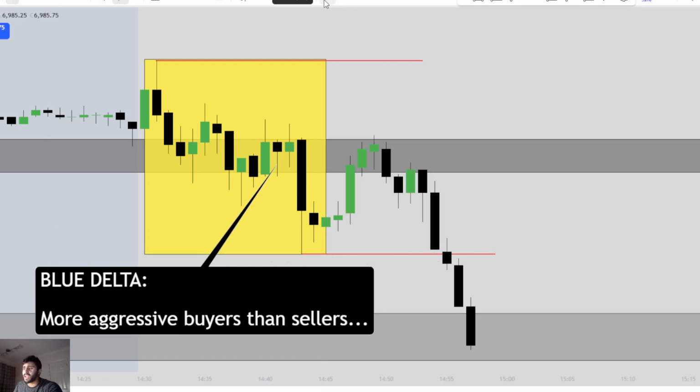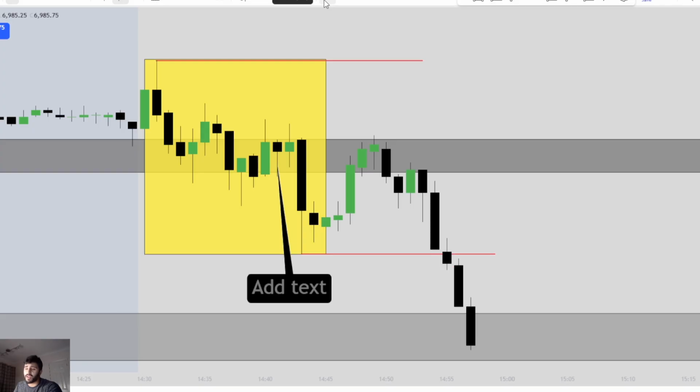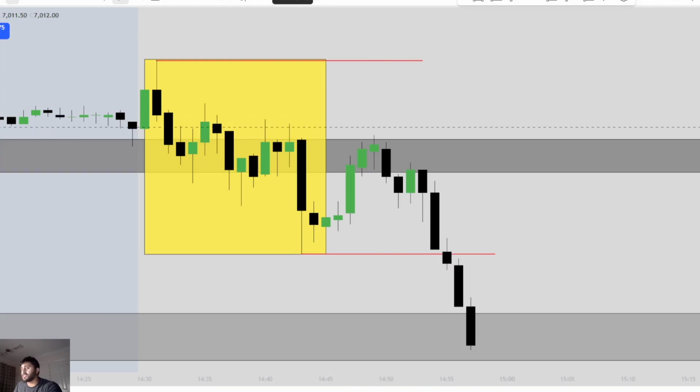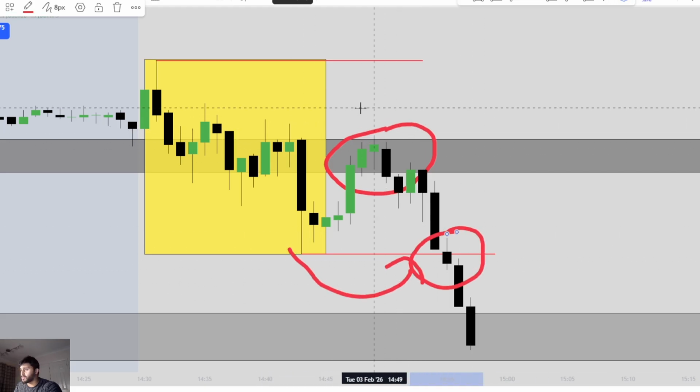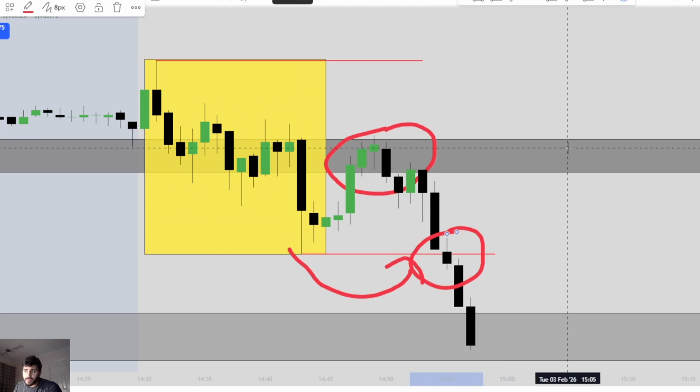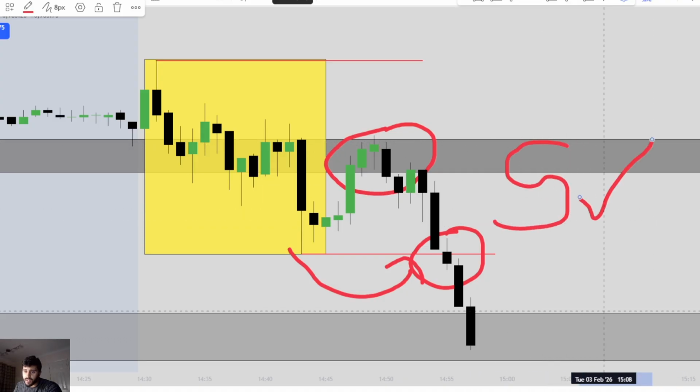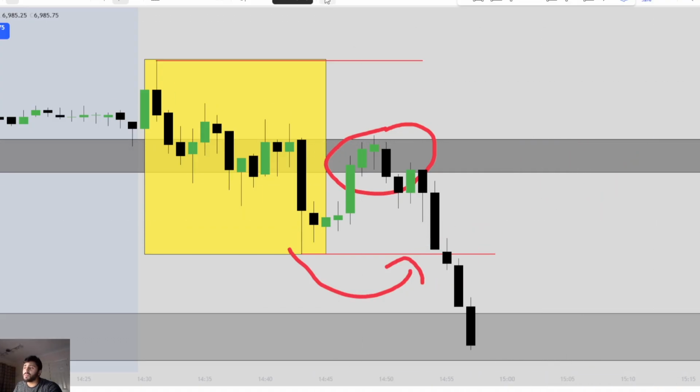So who's being rewarded here, right? It's not the buyers. This, in fact, is what we call a buyer absorption. The fact that we've broken the 15-minute low despite having lots of buyers over here confirms that sellers are in control, right? And you want to be shorting when sellers are in control, right?